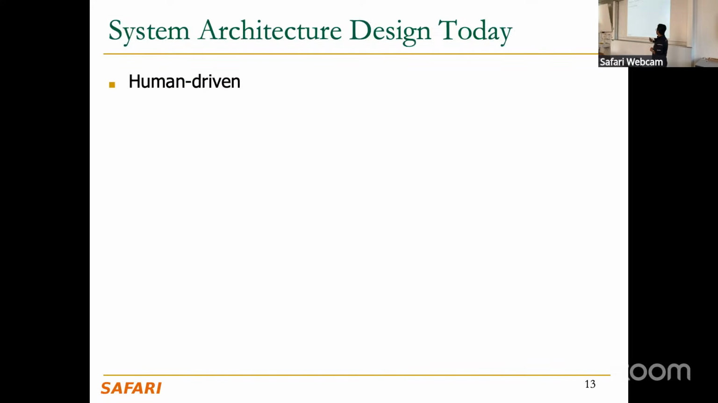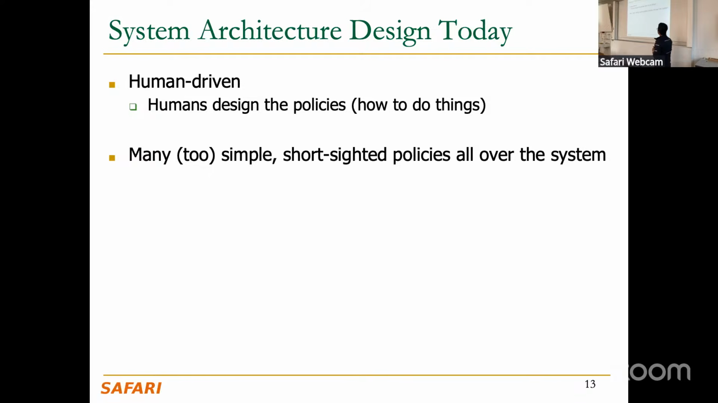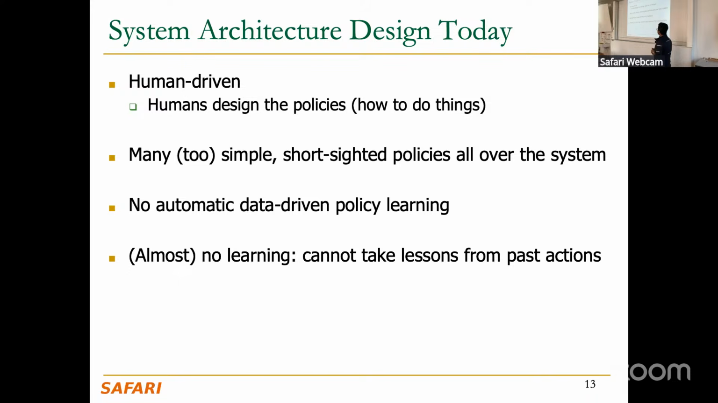As I said, today's architecture is human-design driven. We design the policy, how to do things, and as a human designer when we design some policy, it often comes out to be very short-sighted. We can't anticipate the consequences of the action that we are taking now, how exactly it's going to impact the future. And there is very little adaptability to enable data-driven policy learning. And as we discussed, there is almost no learning, so they often do not learn from the past actions.